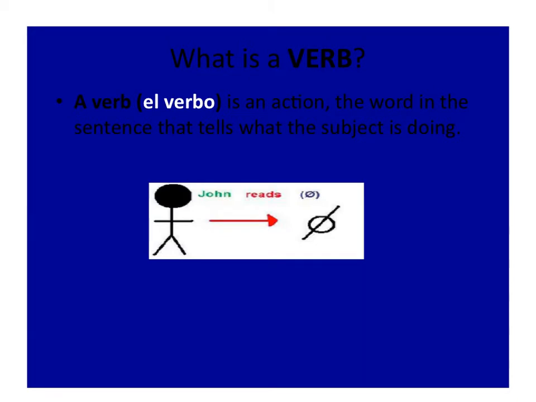Now, what is el verbo? El verbo is the action the subject is doing. In the sentence, John reads, Juan lee. Juan is the subject and lee is the verb, the action.